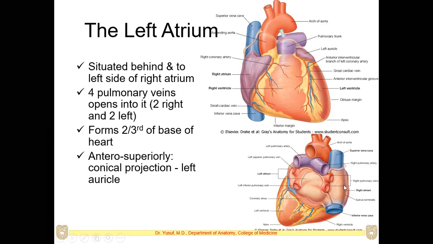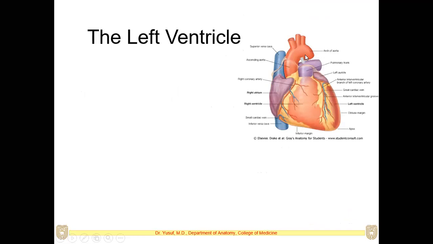Then, as we know, it forms 2/3 of the base of the heart. The base is behind and this forms 2/3 of the base. Then the anterior superior conical projection can be called the left auricle. As you can see here, anterior superiorly, we can see a conical projection. This is the ear of the left atrium. This is called the left auricle. Just like we had the right auricle here, here we have the left auricle.